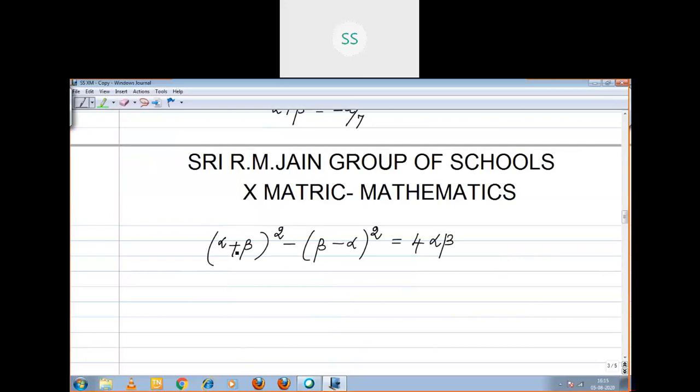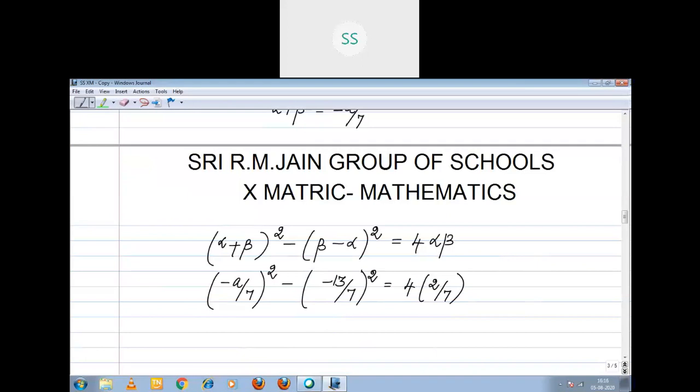Alpha plus beta, what is the value? Minus a by 7 the whole square, minus this one, our idea only, right? There is no procedure for it. Minus 13 by 7 the whole square equal to 4 into 2 by 7. You know the value, what is alpha plus beta and what is beta minus alpha, that is also given to you, right? Yes or no?